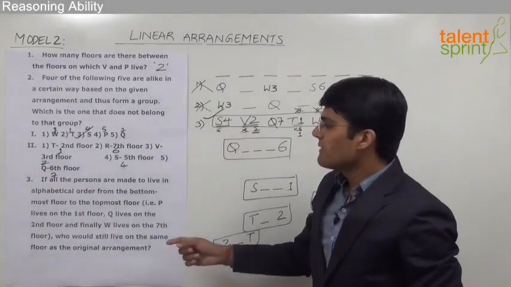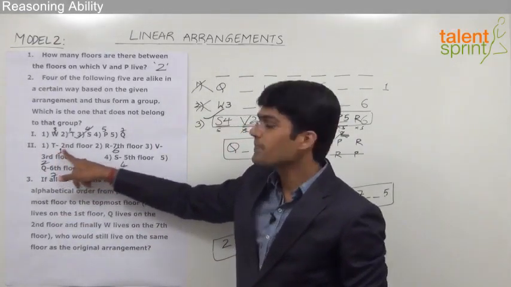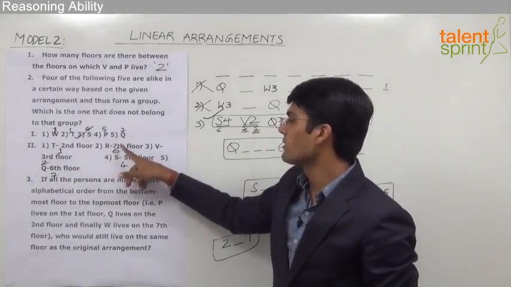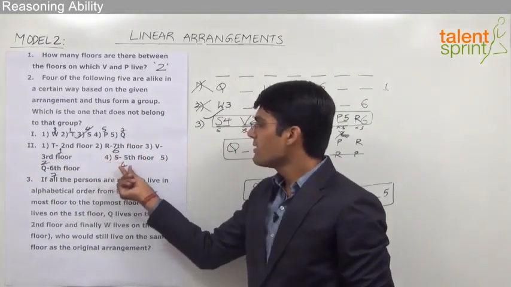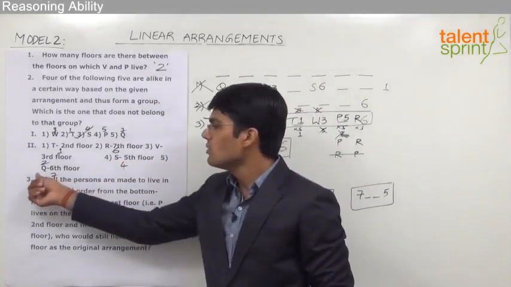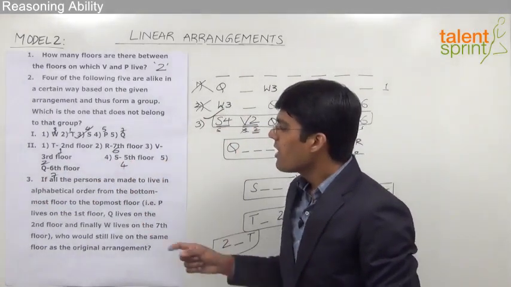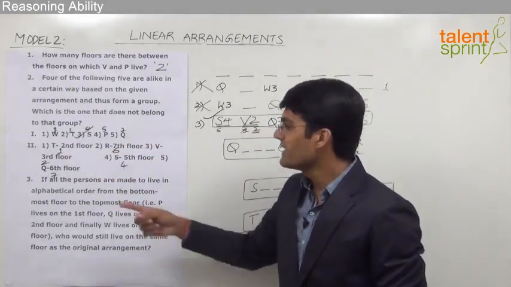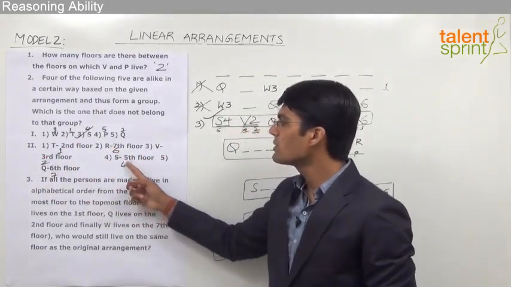So if you try to observe, the person T is actually on 1st floor, but the option says 2nd floor. Similarly, R, who actually stays on 6th floor, has been given as 7th floor. V, who stays on 2nd floor, is given as staying on 3rd floor. S, who stays on 4th floor, here has been mentioned 5th floor. And the last person Q, who actually stays on 7th floor, has been given as 6th floor. If you observe, all the first 4 persons have been shifted by 1 floor on top. That is, 1st floor becomes 2nd, 6th becomes 7th, 2nd becomes 3rd, 4th becomes 5th.